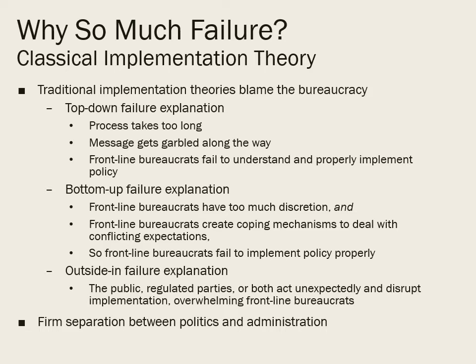So there are, again, top-down and bottom-up explanations for policy implementation failure, as well as an outside-in failure explanation. So the top-down explanation for policy failure is that the implementation process just takes too long. There are too many decision points throughout the implementation process. At each decision point, the signal coming from policymakers gets weaker, and deviations from the implementation plan appear. And each deviation makes it less likely that the policy is going to be properly implemented.